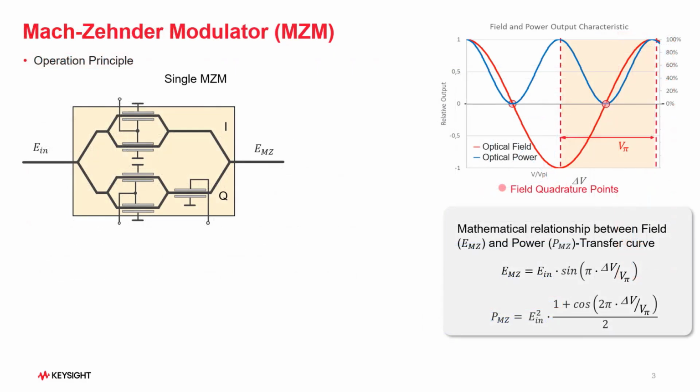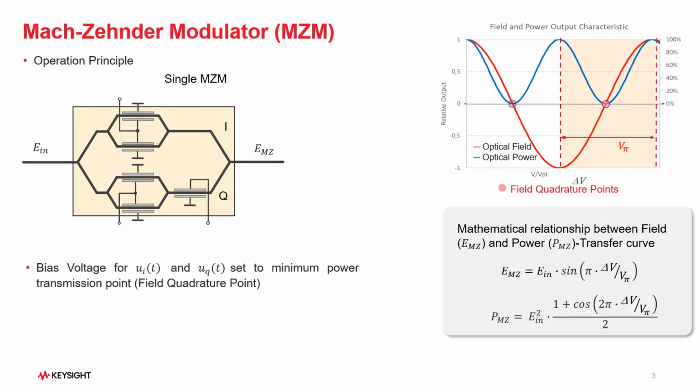Here we see a simplified block diagram of a Mach-Zehnder modulator. The bias voltages of the I and Q branches are set up to the minimum power transmission point, often also referred to as the field quadrature point.